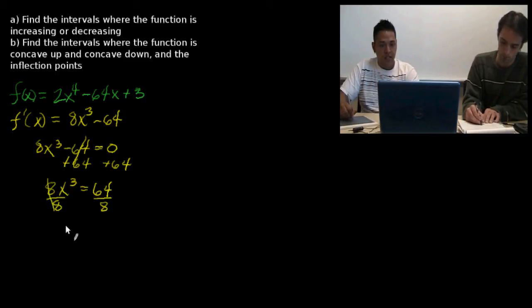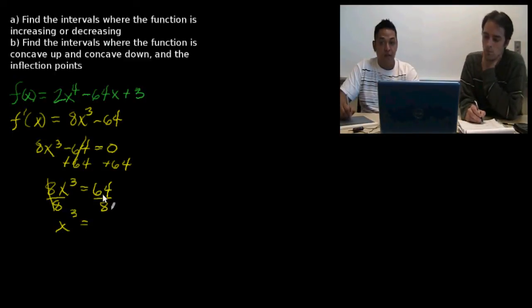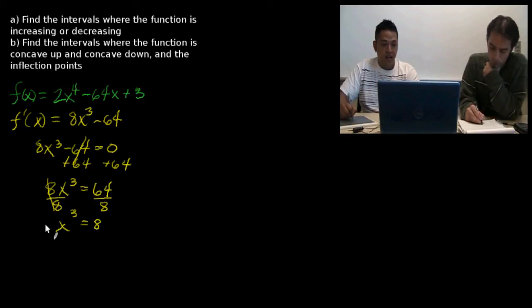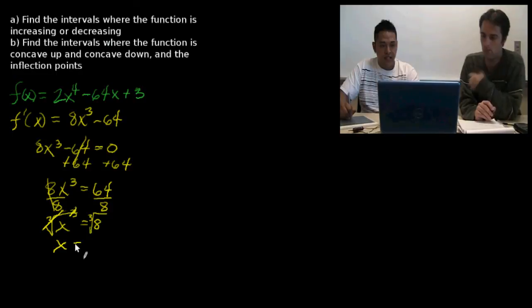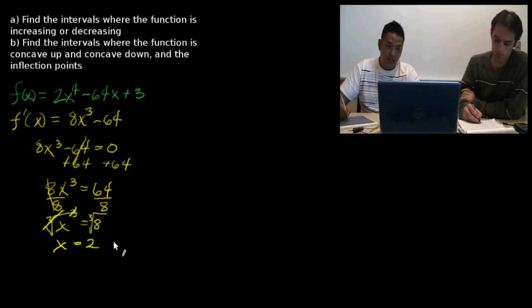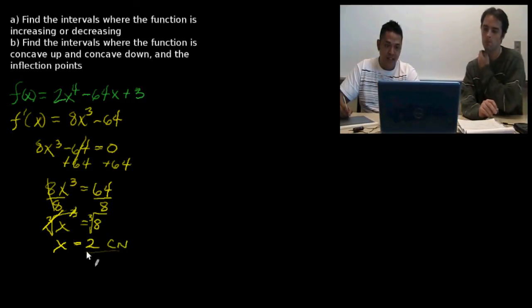Those 8's cancel. And now we're stuck here. 64 divided by 8 is 8. In order to get rid of the cube, we have to take the cube root. That 3 would cancel that cube root, and we would get x is equal to 2. And that is our critical number. What do we do with that?